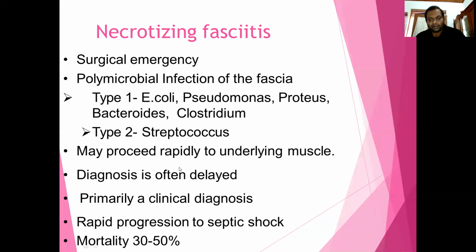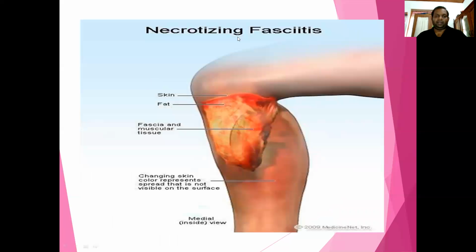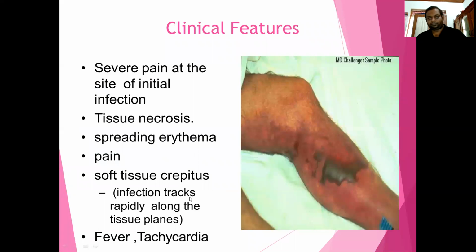It may proceed rapidly to underlying muscles, so it leads to pyomyositis. Diagnosis is often delayed. That's how they present. It is primarily a clinical diagnosis, with rapid progression to septic shock, and mortality is high, 30 to 50%. It's a surgical emergency. So you can see necrotizing fasciitis involving skin, fat, fascia and muscular tissues. Skin change is there, on the medial aspect of the view.